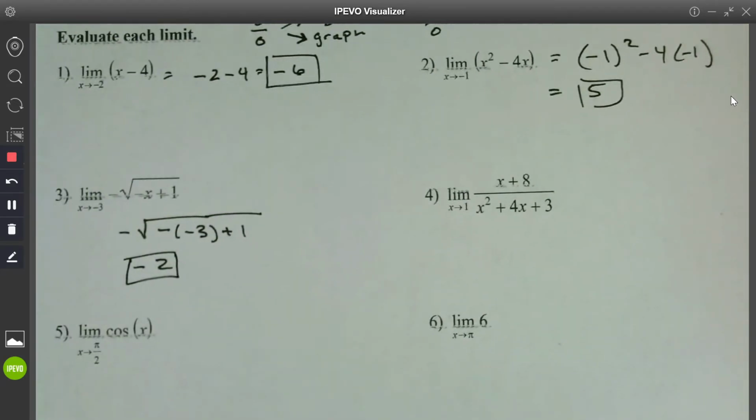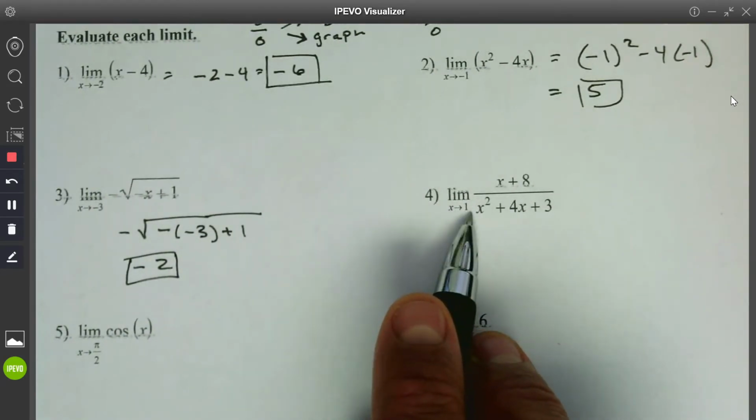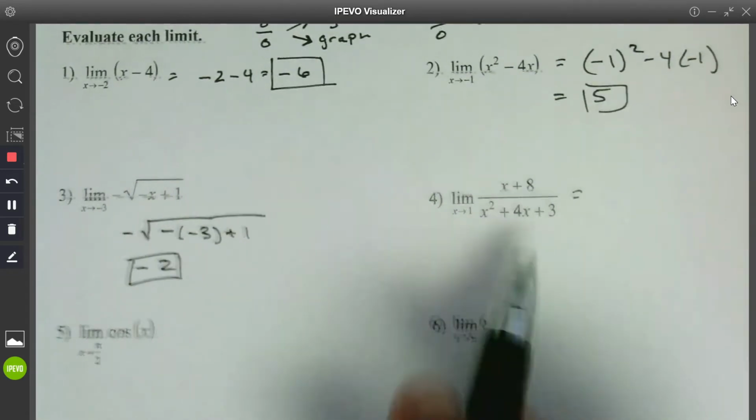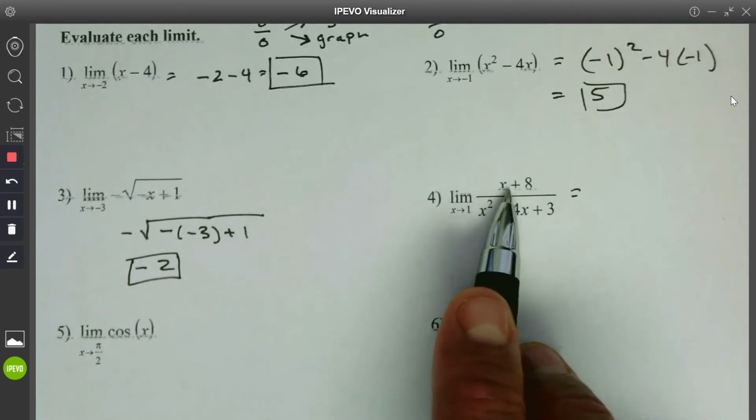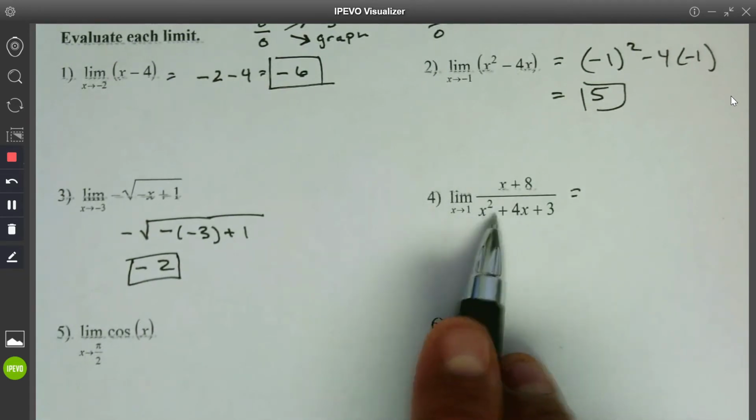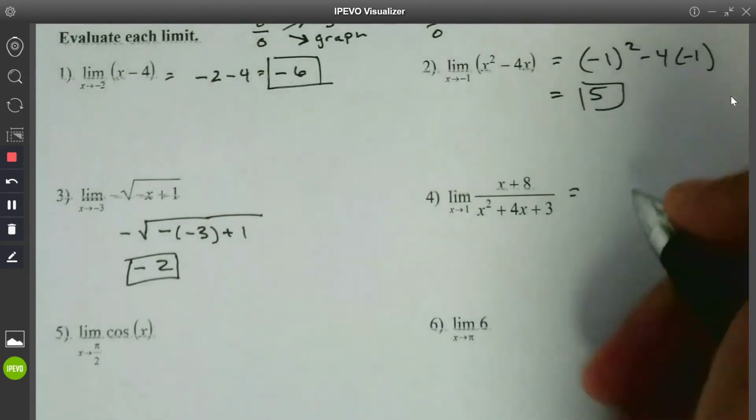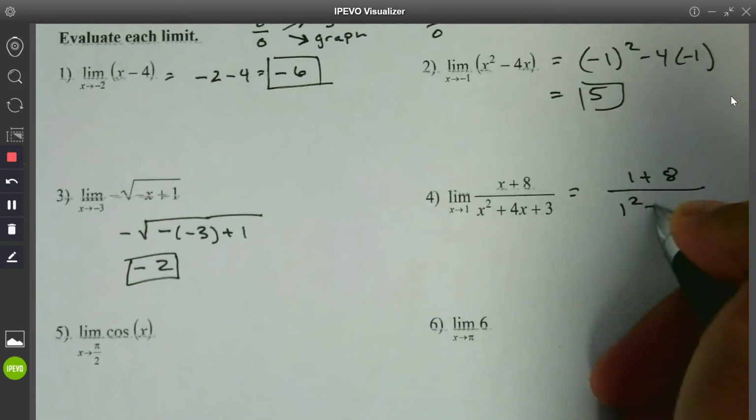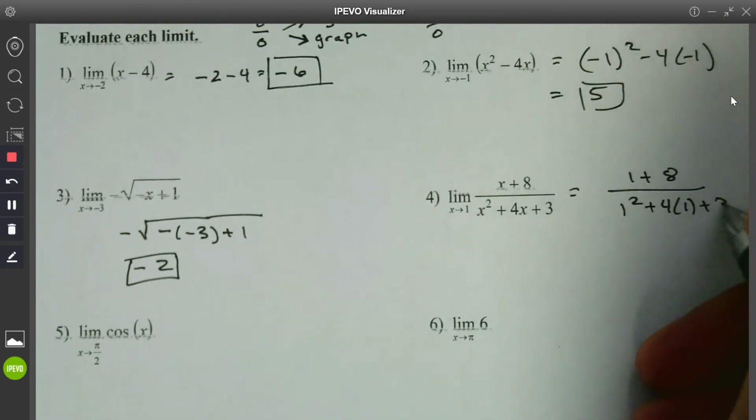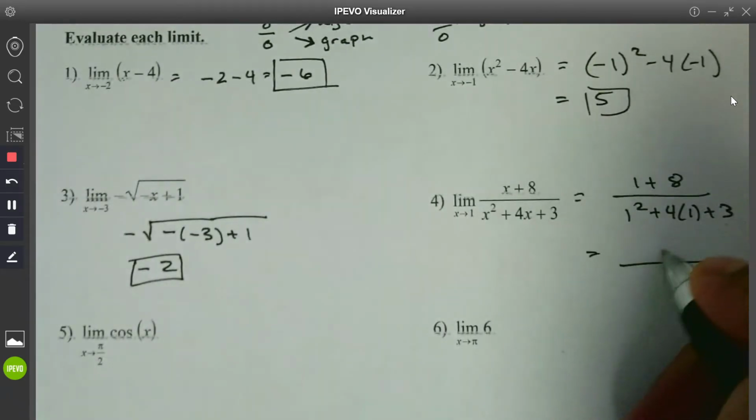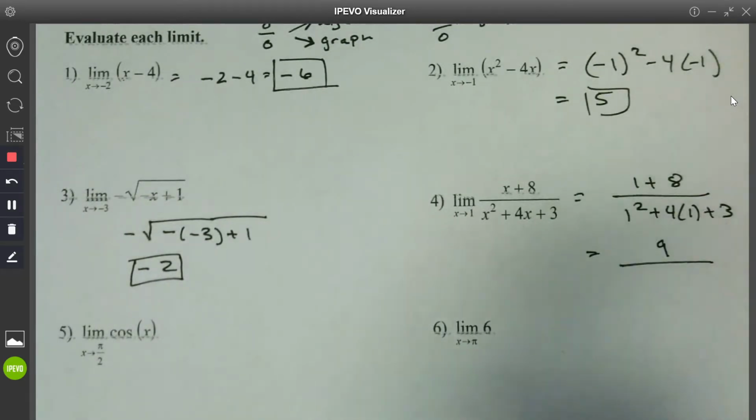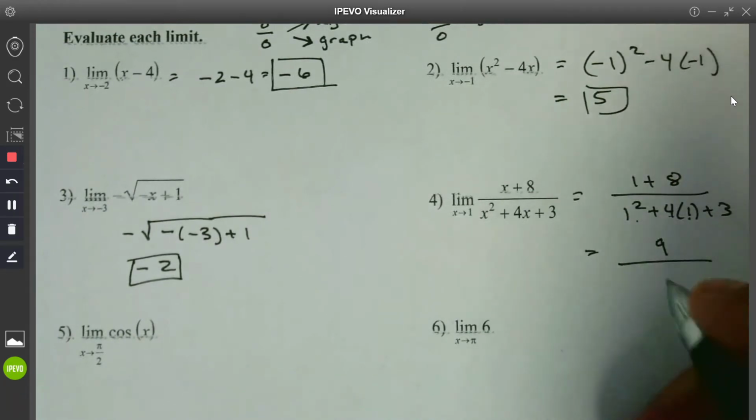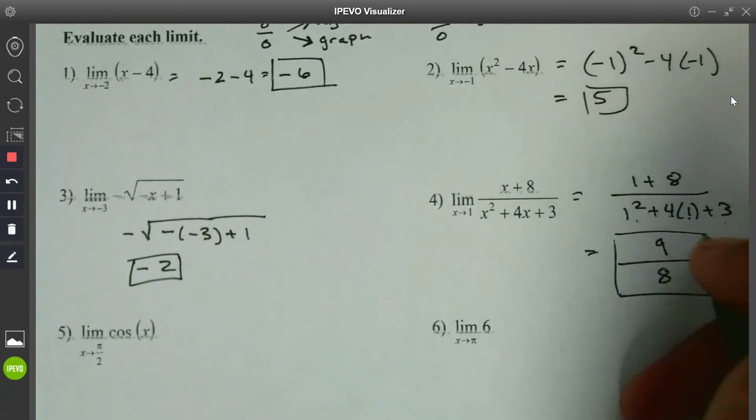Number 4, the limit as x goes to 1 of x plus 8 over x squared plus 4x plus 3. This is a rational function, but when we check, can we plug 1 into the top? We don't get 0. Can we plug 1 into the bottom? Yep, and we're not going to get 0 there. So we're going to do that. 1 plus 8, 1 squared plus 4 times 1 plus 3. And what does that come out to? 9 on top, and 4 times 1 is 4, plus 1 is 5, plus 3 is 8. End up with the fraction 9/8.